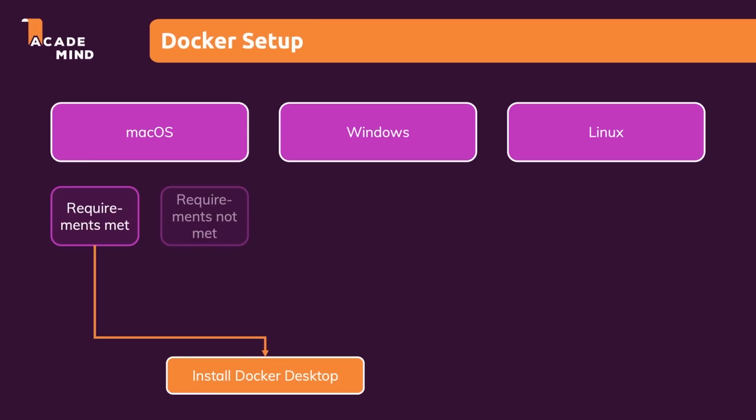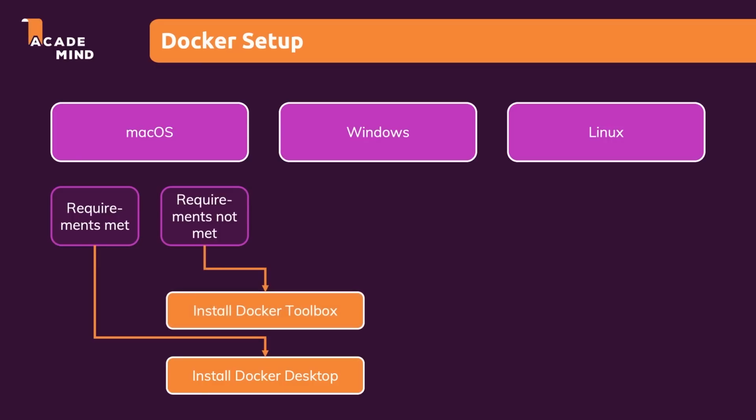If the requirements are not met, then you can install an alternative tool called Docker Toolbox. Docker Desktop is the recommended tool, but if there is no way of getting that to run, use Docker Toolbox instead. I will show you both, by the way. I will show you the setup steps for both tools over the next lectures.